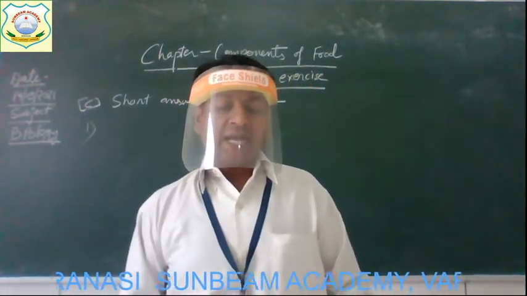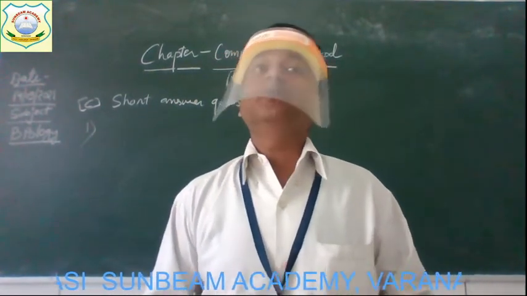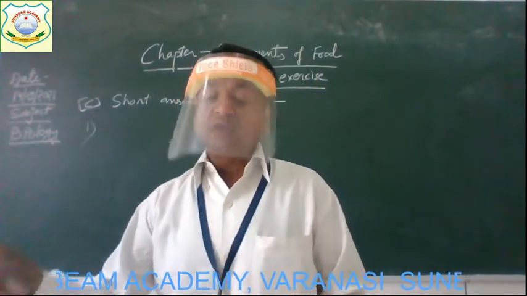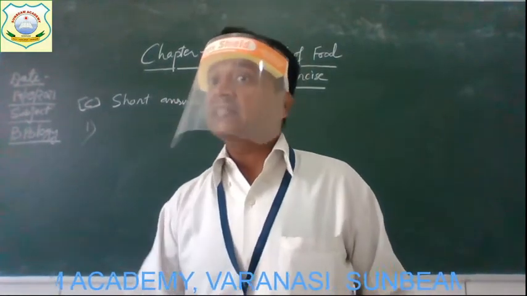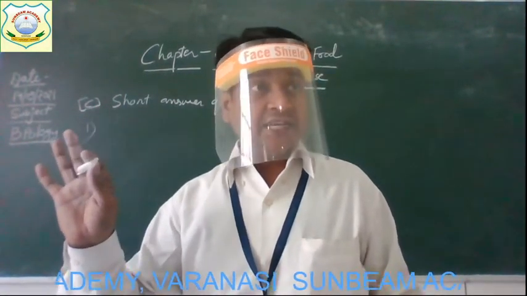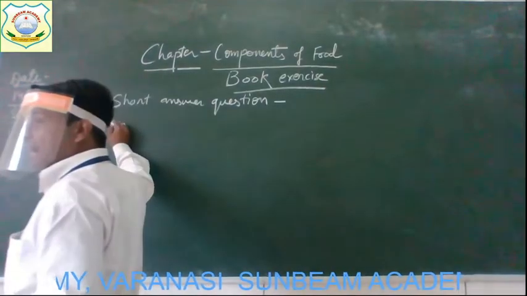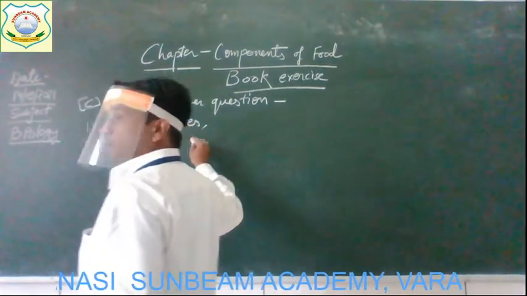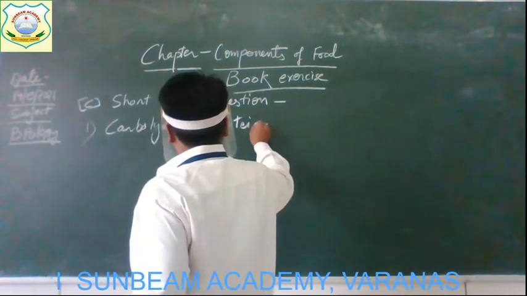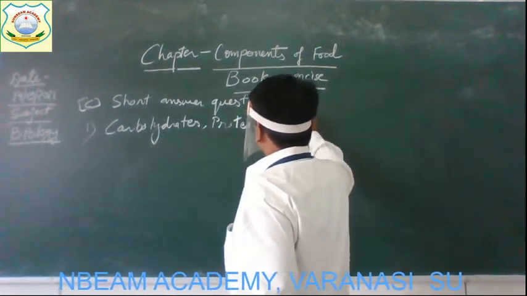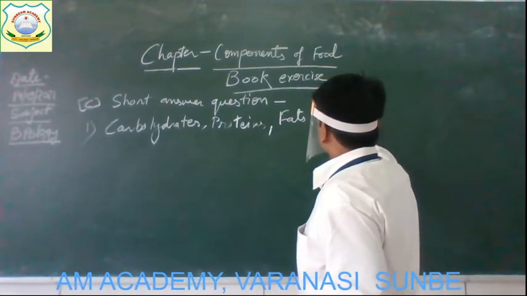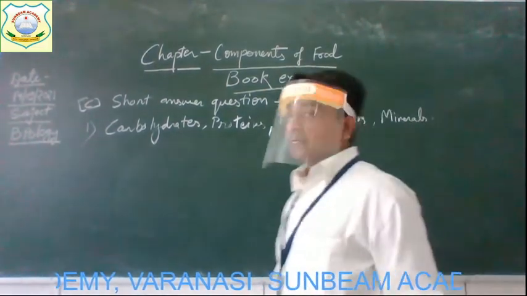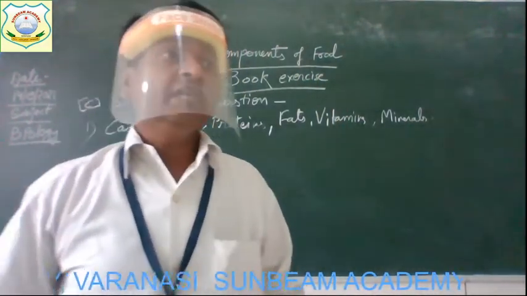Which of these provide energy to the body? So children, two parts are there in the question. In the first part, you have to write the different classes in which nutrients are divided. Five classes are there, and the classes are carbohydrates, proteins, fats, vitamins, minerals. These are the five classes in which the nutrients are divided.